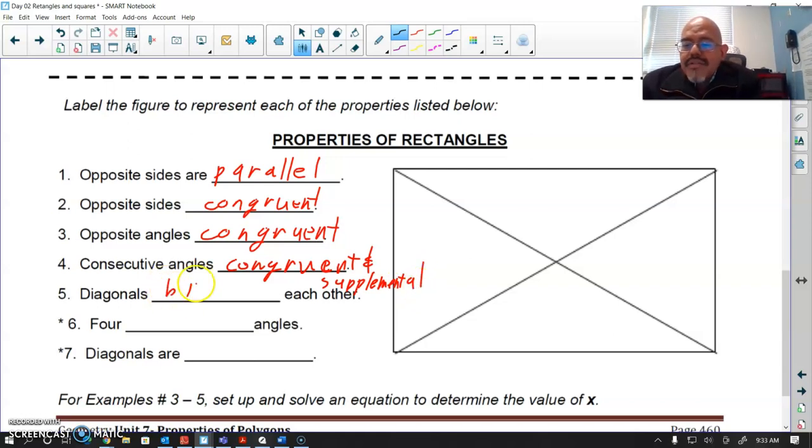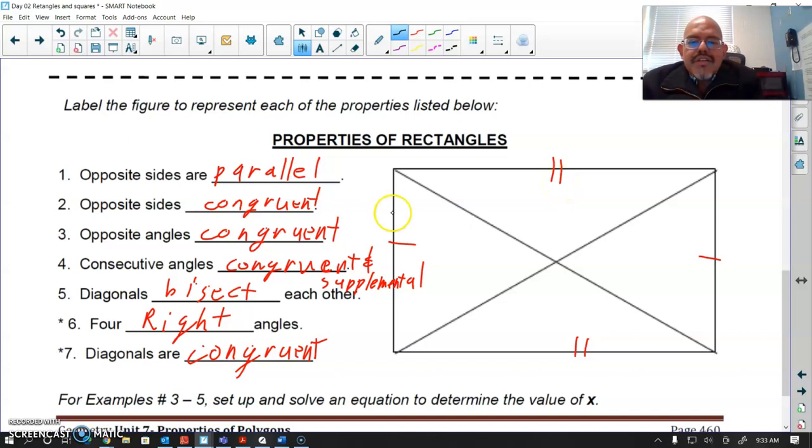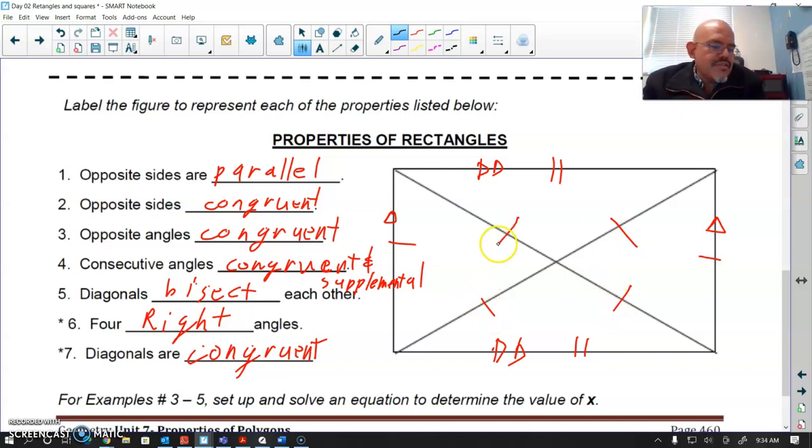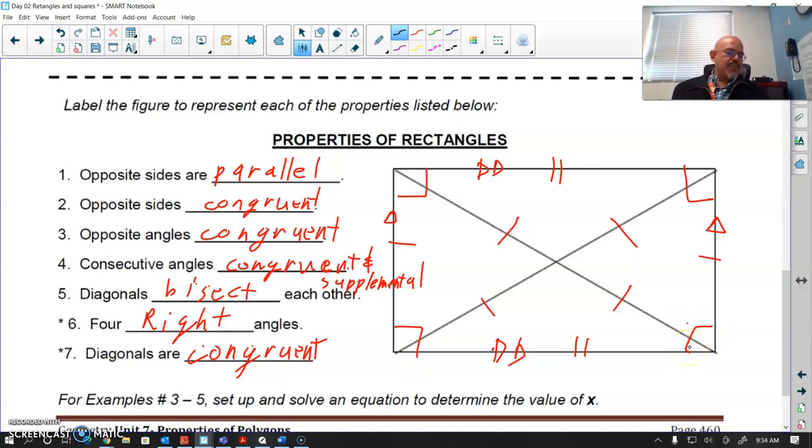Diagonals bisect each other. For right angles, these are the new parts, and also diagonals are congruent. So this side and this side are congruent, this angle, this angle, this side and this side are congruent. They're also parallel. I'm going to do that with this. These two are going to be congruent. They cut each other into 2 equal parts, and they also have right angles. They're all going to be like that. All right, so that's about it. I mean, this is what you need to know. This is everything.